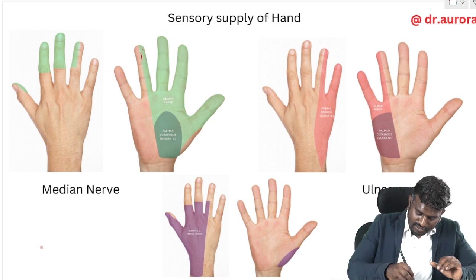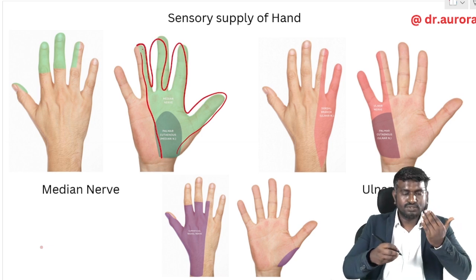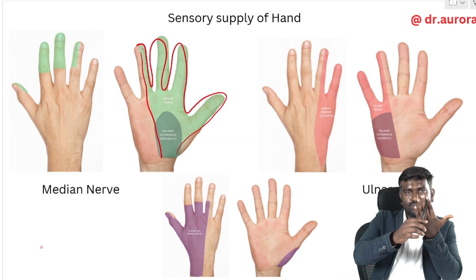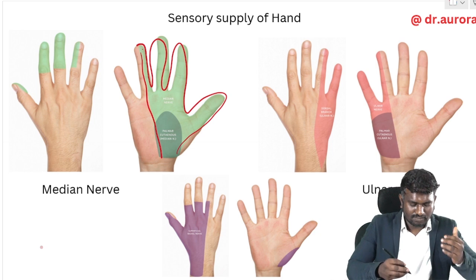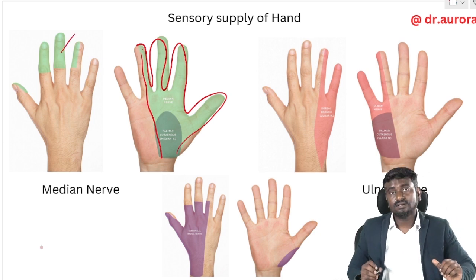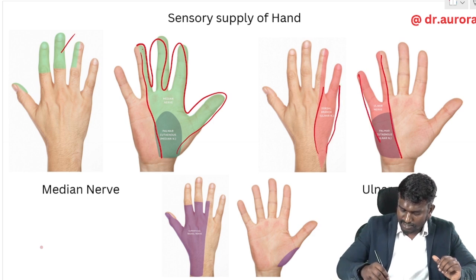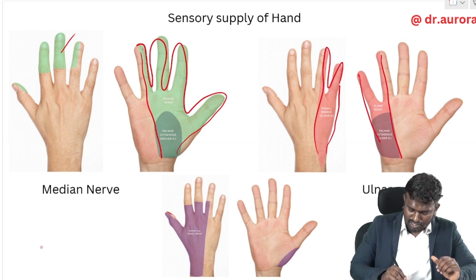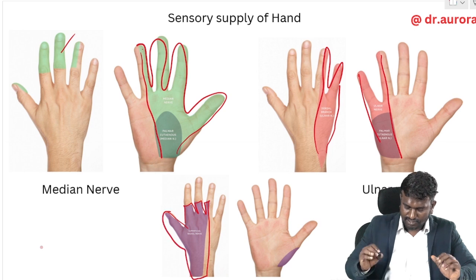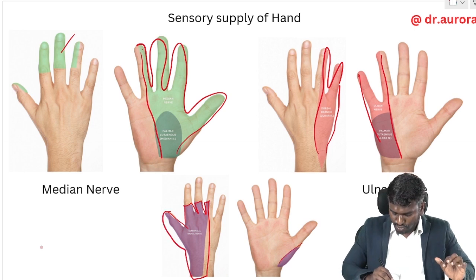This hand, these 3.5 digits starting from your thumb, are supplied by the median nerve. When you look at the posterior part, from here to this region, the 3.5 digits are supplied by the median nerve as well. Now, very simple to remember ulna. This is going to be the 1.5, and the posterior 1.5 is again supplied by the ulnar nerve, and the remaining portion is supplied by the radial nerve. Just look at the image once carefully, you will understand it more easily as well.